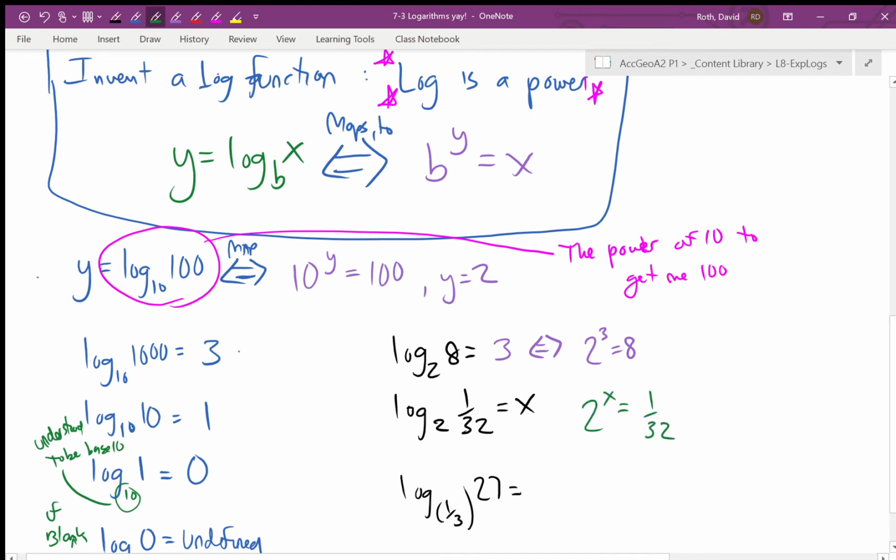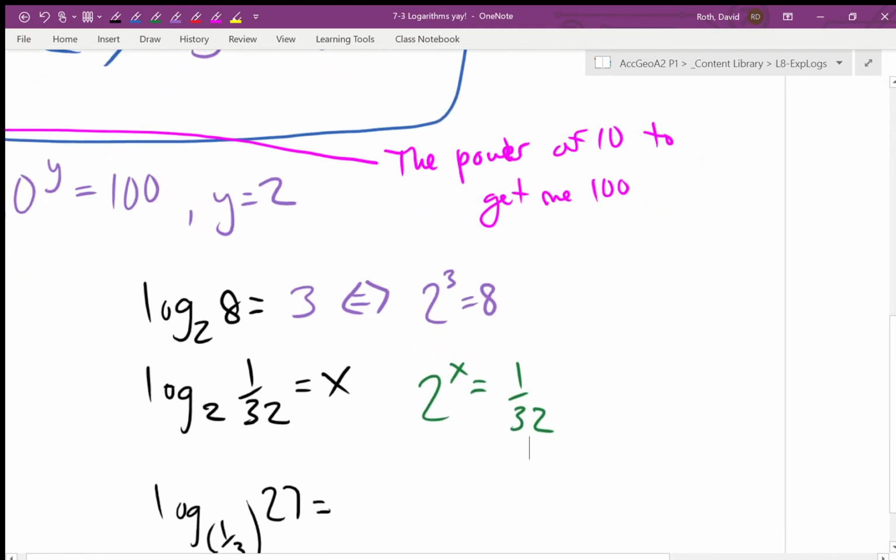Now that looks a whole lot like the simple solving of exponentials we did a couple days ago, where we basically have to get these both to be the same power. Hopefully you can see 1 over 32 is the same as 1/2 to the 5th, or 2 to the negative 5th. And therefore x would have to be equal to negative 5. So the answer on this one is negative 5.